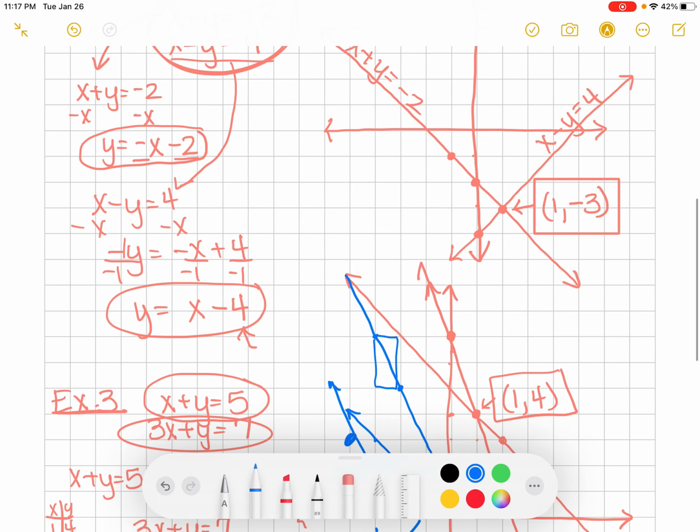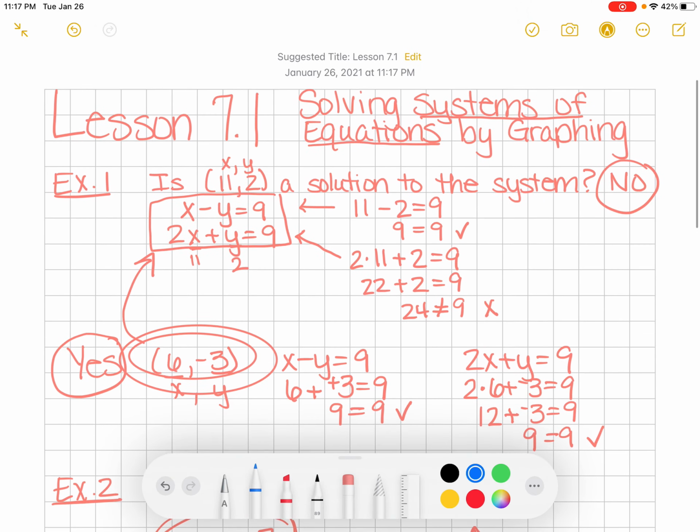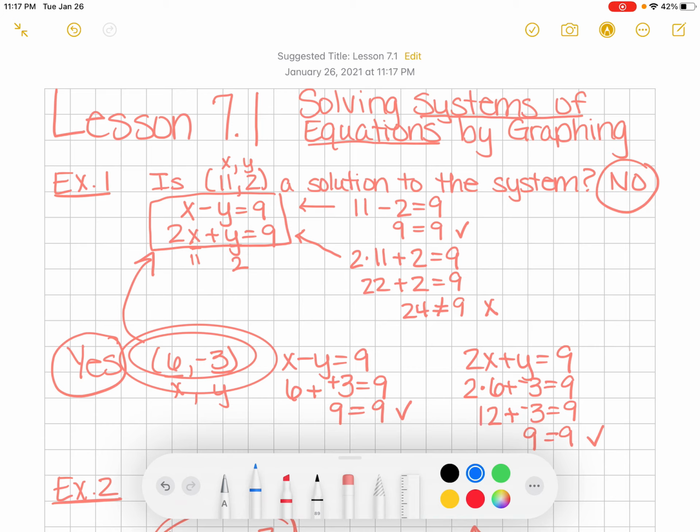Okay, so that's it for today. And tomorrow we're going to do some of the same thing. I'm just going to show you some new instances that you'll have. And that's it for today.